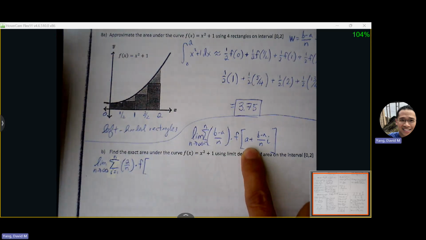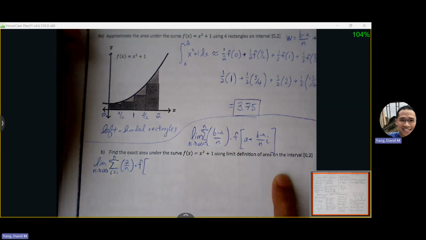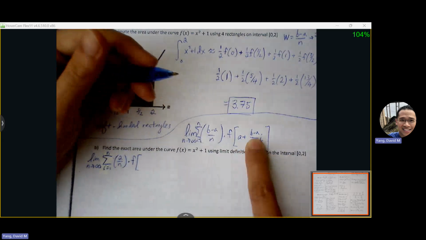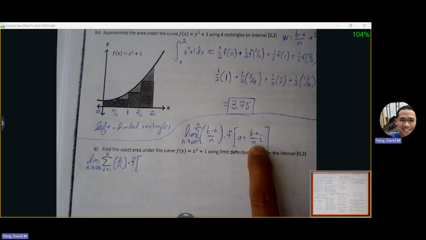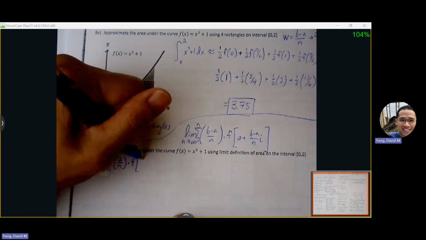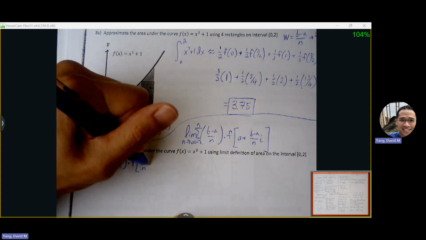What's my a value? 0. That's nice, that can just drop out. Plus b minus a over n. So plus what? 2 over n. Yeah. So I'm just going to say 2 over n i.